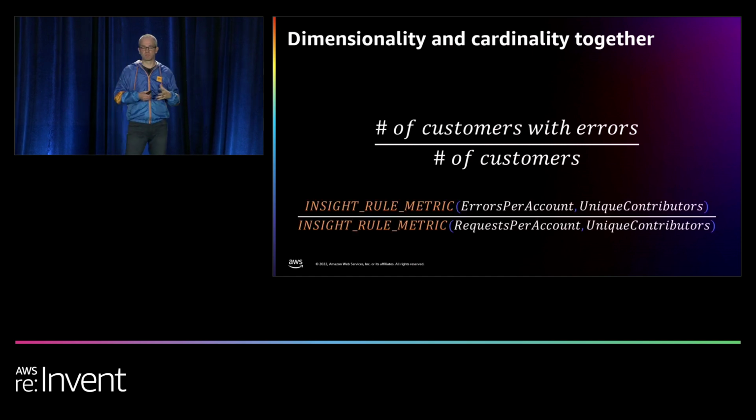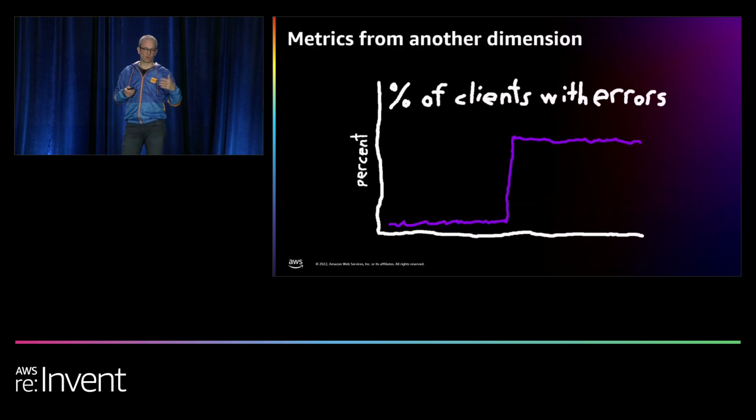Well, CloudWatch supports metric math, and Contributor Insights supports not only keeping track of the top n, but it also keeps track of a very good estimate of the number of total distinct values over time. So you can use this metric math idea along with Contributor Insights unique contributors to have two rules, one that tracks the customers who have errors and one that tracks the requests per customer overall. Divide the two with metric math, and you can create an alarm on it, and you can get that kind of holy grail here, this % of clients that have errors.